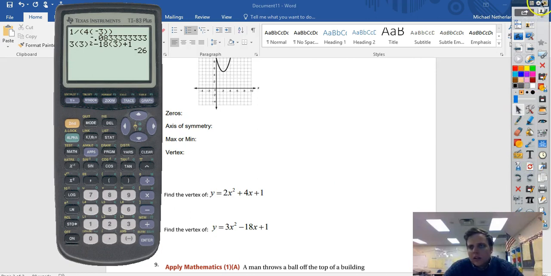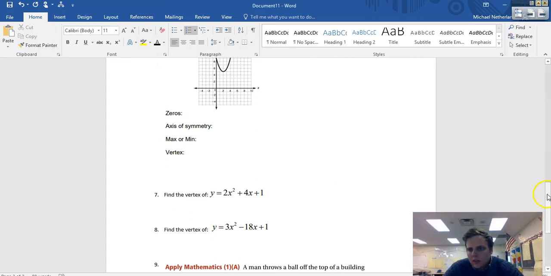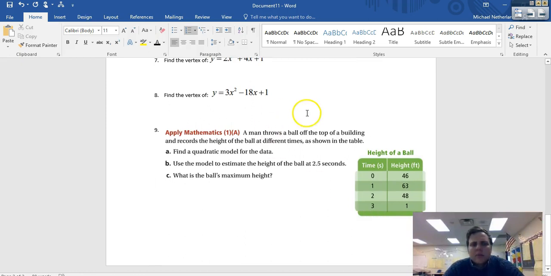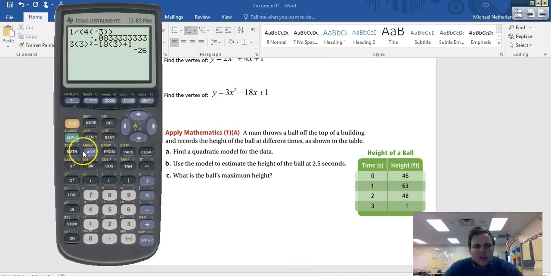Make sure I can move on here. All right, number 7, a man throws a ball at the top of the building. Of course, I have the ball at different times, shown on the table. Find the quadratic model of the table. Okay, all I want you to do is go to Stat, go to Edit, type your X's in L1, type your Y's in L2, second mode, hit Stat again, go over to Calc, press Enter, boom, A, B, C, plug it in, you got your answer.